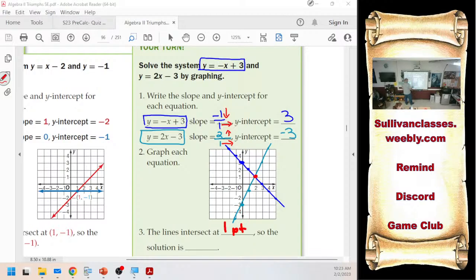Make sure that you label it correctly. If you need to put your little cheater next to it because you tend to goof these up, if you got to put that cheater on there, make sure you do it. Intersection is at 2, 1. So that is the one place that they're both happy.